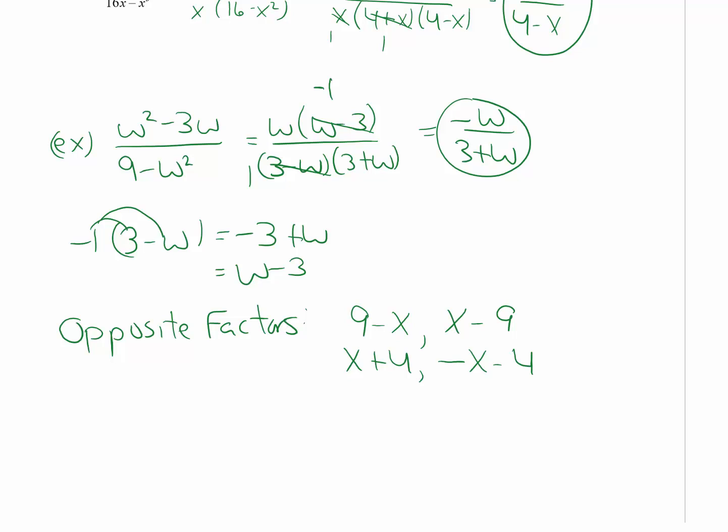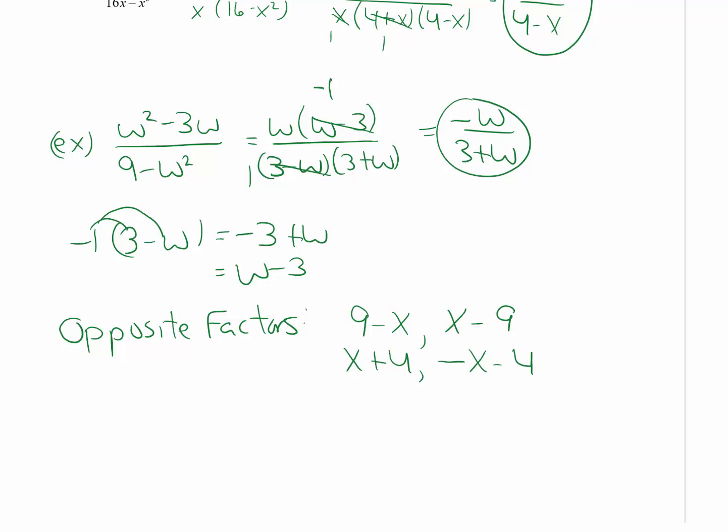Now, notice with these, the numbers and the variables are the same except for the signs. Here the 9 is positive, here the 9 is negative. Here the x is negative, here the x is positive. Those are examples of opposite factors. So when you divide them out, you're left with one of them being negative 1.